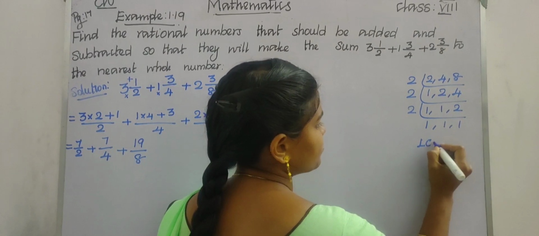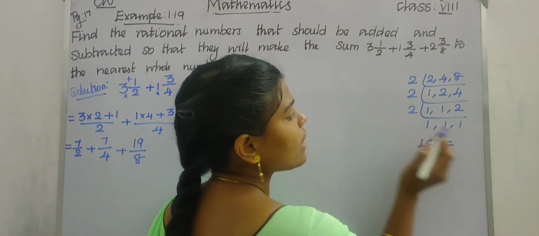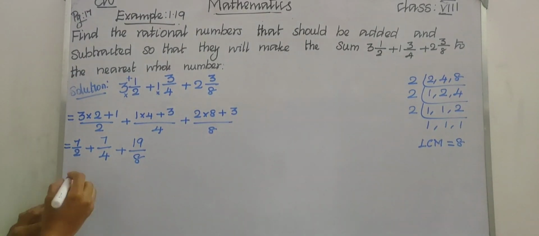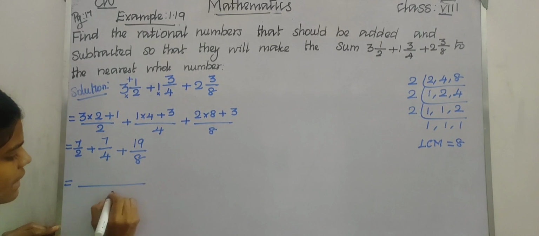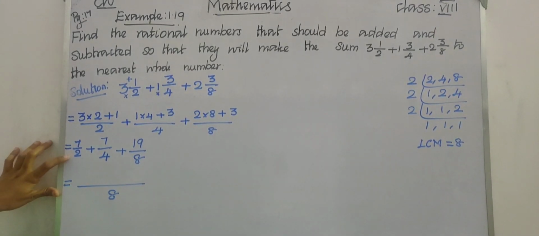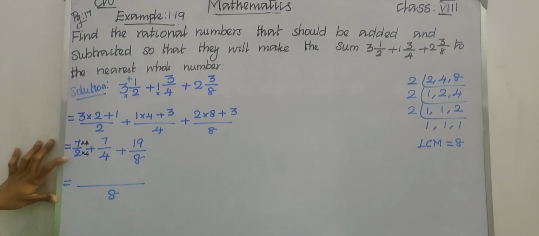So what is the LCM? LCM equals 2 into 2, 4, 4 2s are 8. So the LCM is 8, and we got the denominator as 8. Now, what will be multiplied with this 2 to get 8? 2 4s are 8, right? So multiply by 4 in the numerator as well as in the denominator.